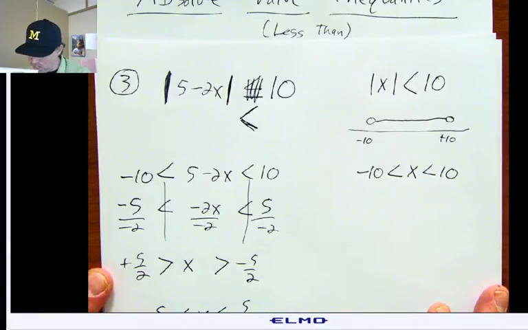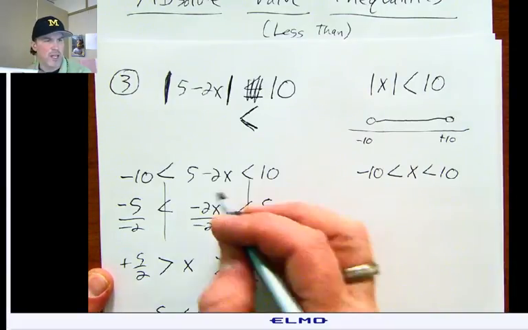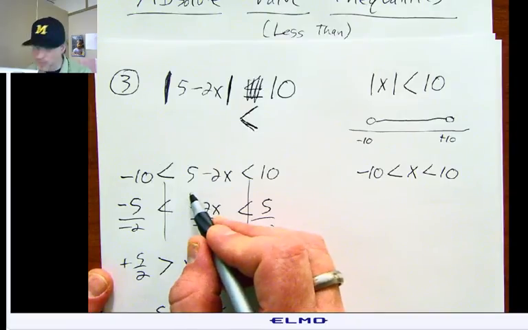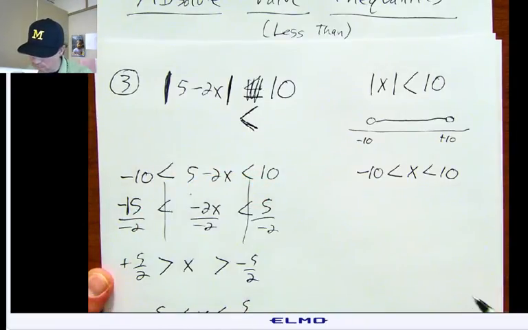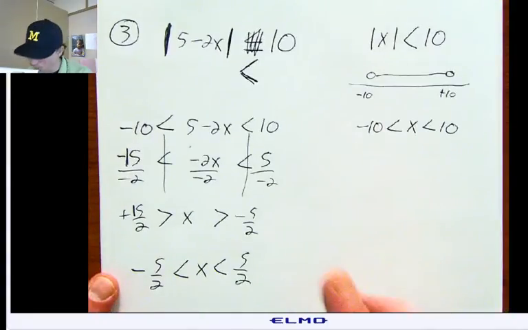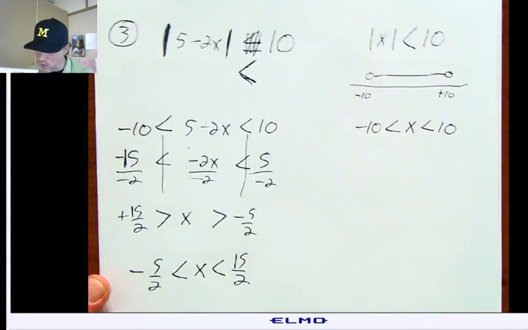I've made a mistake, haven't I? I shouldn't get the same number here. Let's see. When I subtract 5 from all three sides, this should be -15, which would be positive 15 over 2. So over here I should have positive 15 over 2.